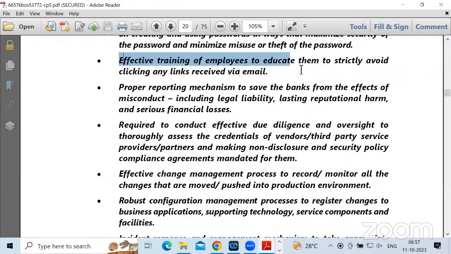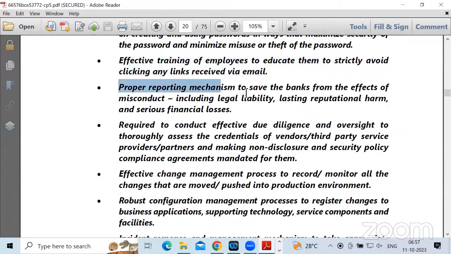And effective training of employees to educate them strictly to avoid clicking any links received. Invariably, many of us are becoming victims of this. Sometimes the hackers send a link saying that our bank is providing a huge amount of loan without any documentation, without any process, etc. And some simply click it, thinking you will get the loan. So once you click it, the hackers will come into your mobile phone. He is having full control over your mobile phone, or if you are using a laptop, then your laptop, and from there he will be able to do all the operations. It's very dangerous, therefore you should not click. This has to be educated.